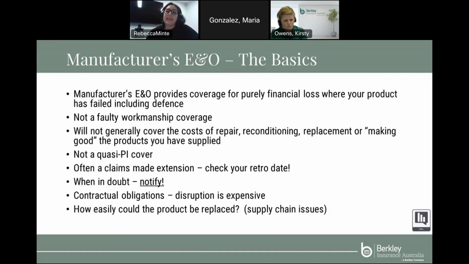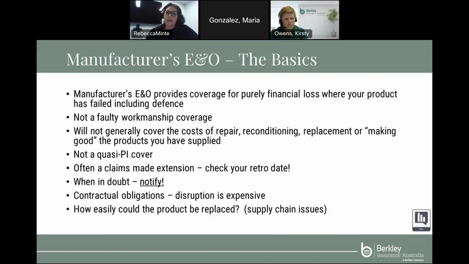Again, if your client is a professional, like the examples that Kirsty gave earlier, they're going to need a full PI policy in place. Or if your client is giving any sort of professional advice for a fee, then these sorts of claims are going to be excluded on the manufacturer's E&O. So a manufacturer's E&O extension is not going to be good for them.